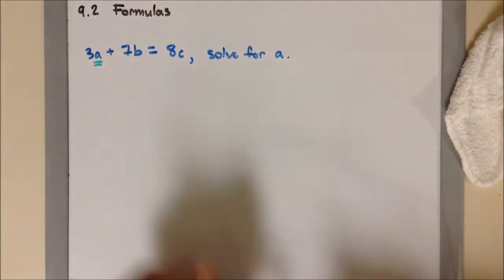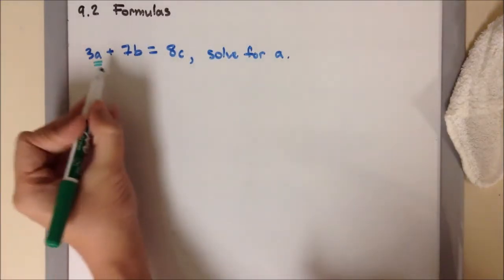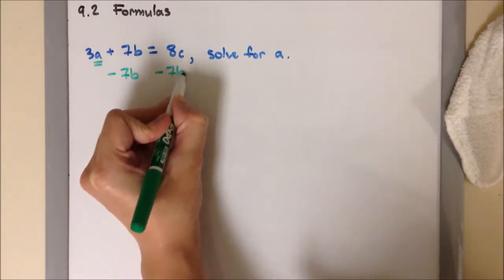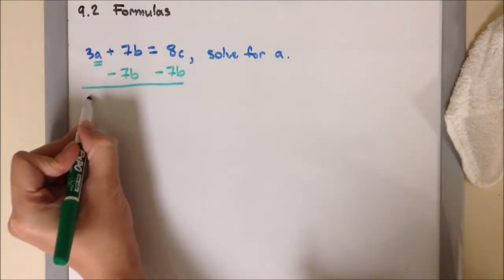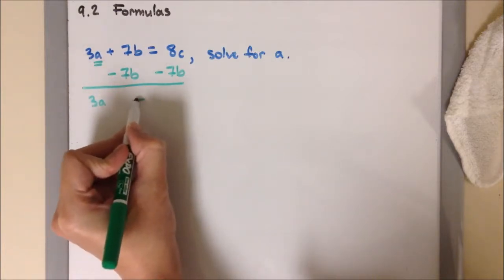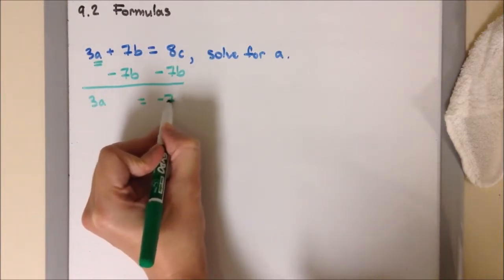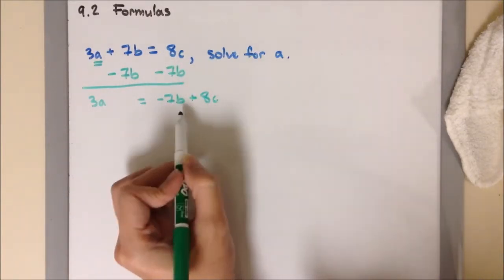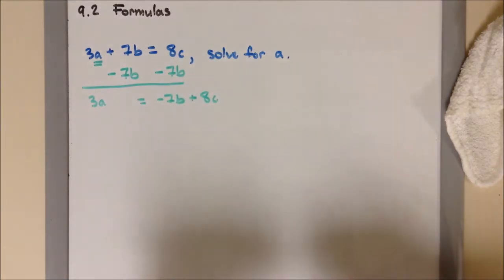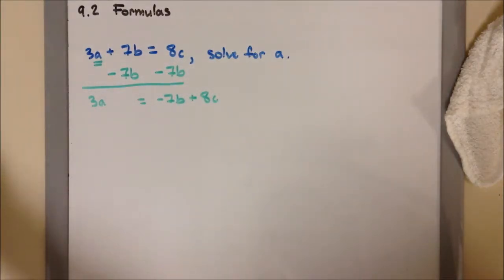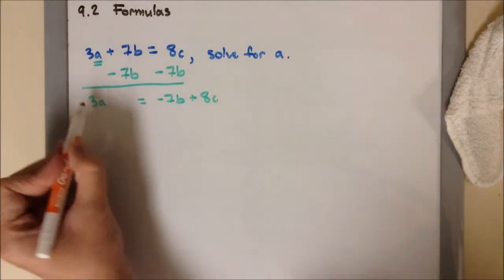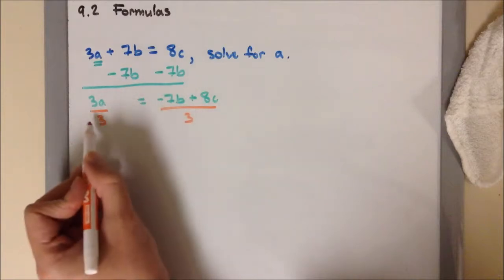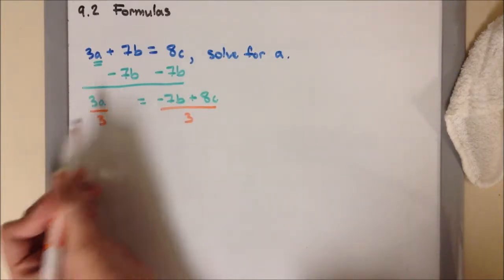So in order to get a by itself, I need to cancel out the 7b. So minus 7b on the left, minus 7b on the right. So I'm going to have 3a equal negative 7b plus 8c. Usually I put the variables in alphabetical order. And then once I have 3a by itself, I'm going to divide the left side by 3 and the right side by 3 because the 3 is in front of the a.